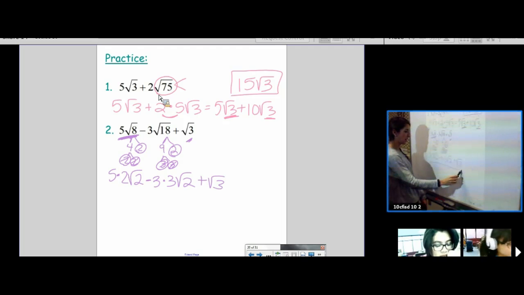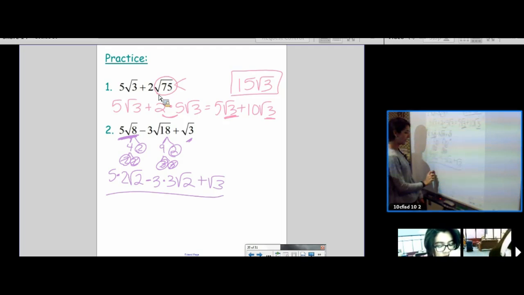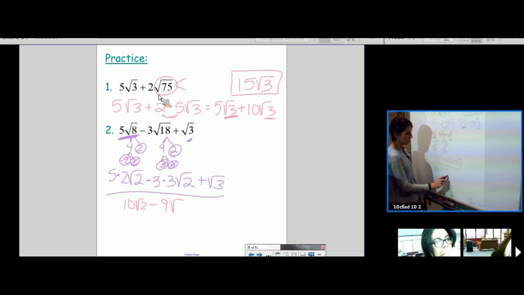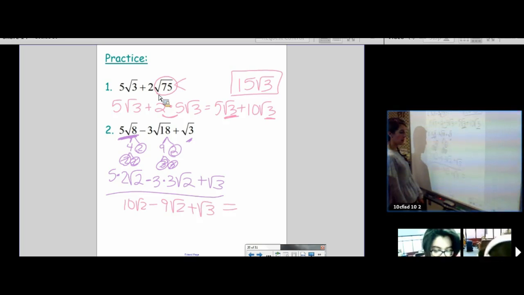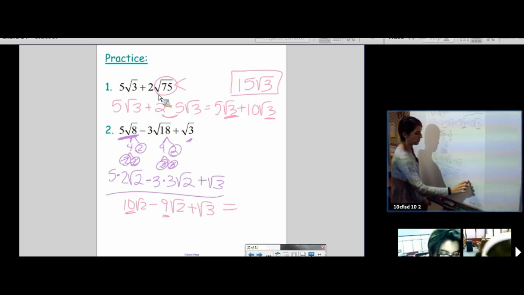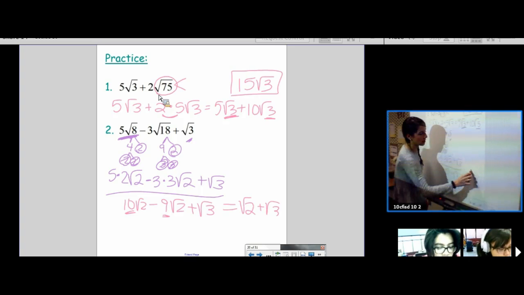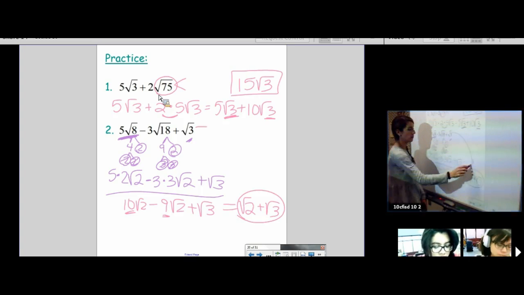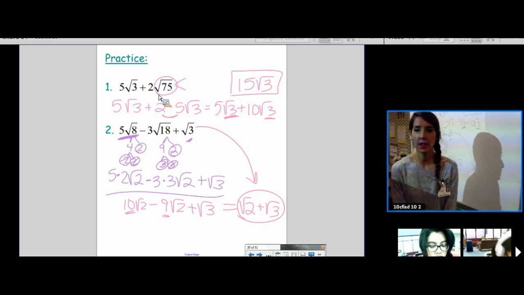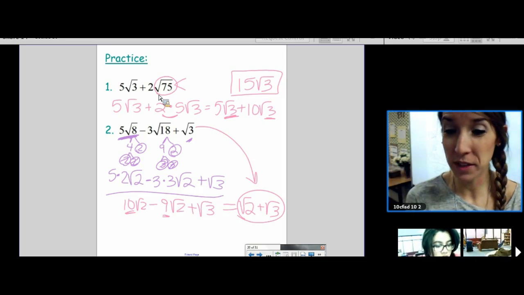All right, let's clean this up. We've got 10 root 2 minus 9 root 2 plus root 3. So now we can write our final answer. 10 minus 9 is 1. So that huge expression, turns out all along it was just square root 2 plus square root 3.